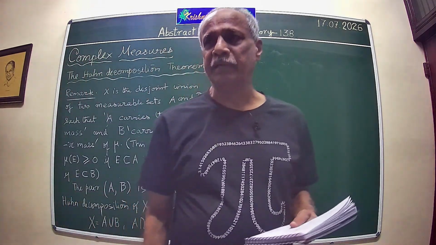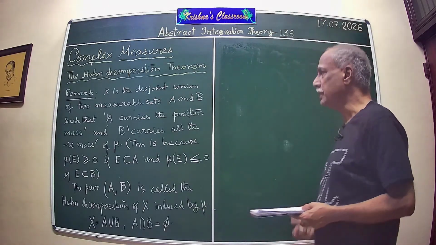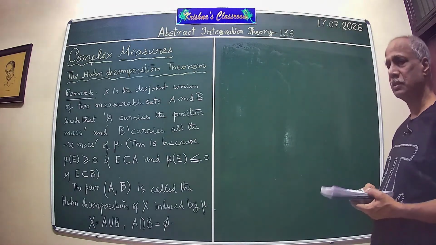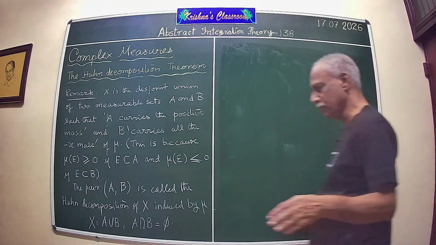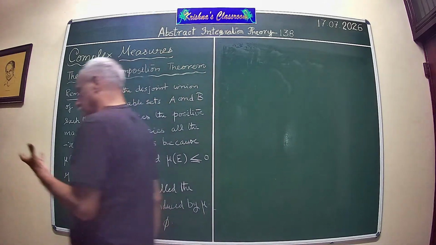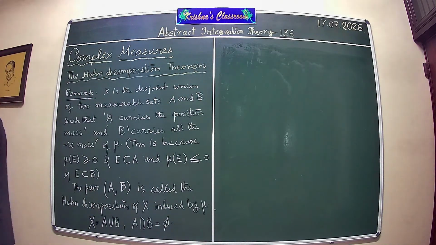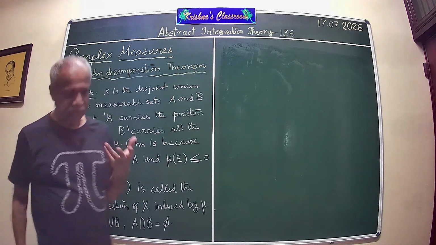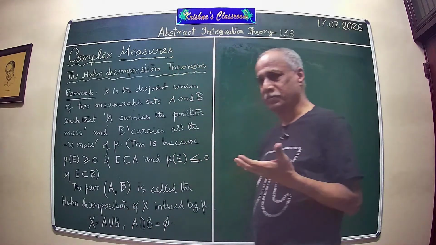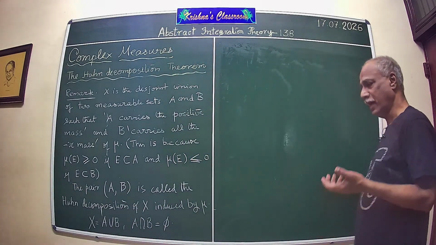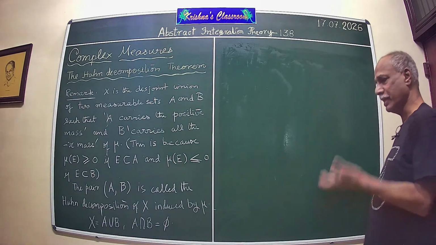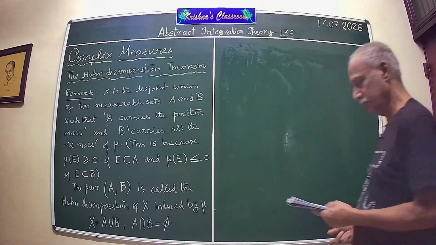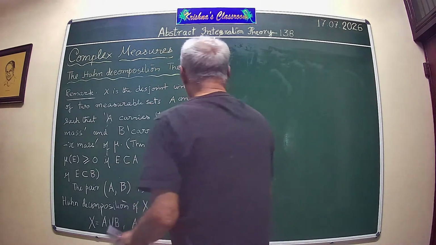So each function induces a decomposition of the space. Likewise, each real measure induces a decomposition of the whole space into A and B, where A contains the entire positive part of that measure and B contains the entire negative part of that measure. That's the split up that you have. Let us give the proof.